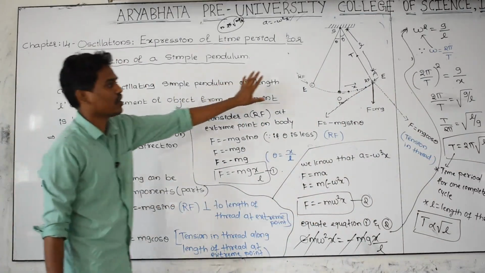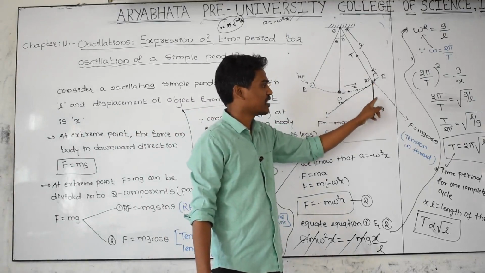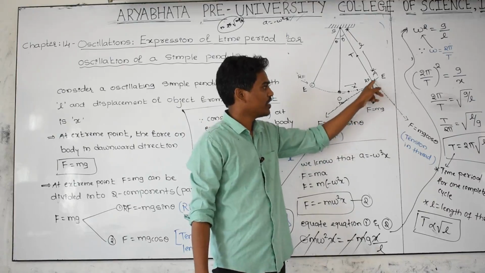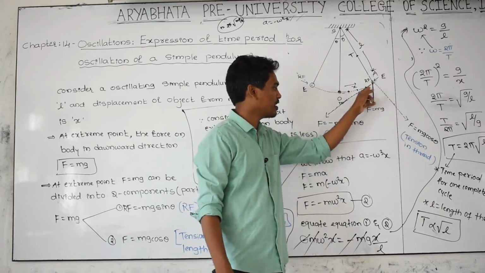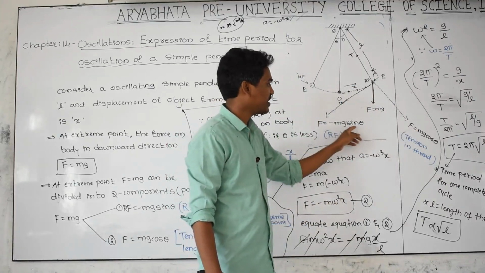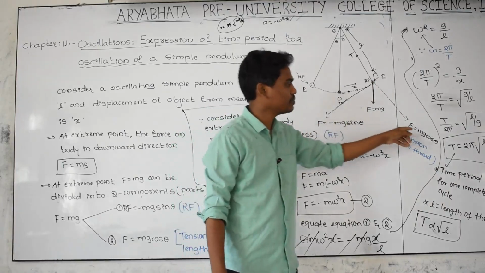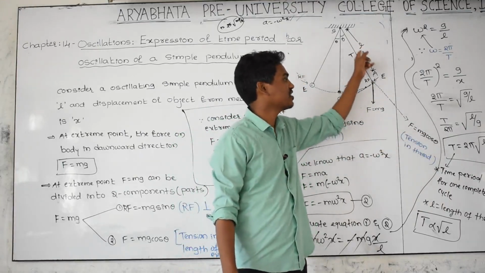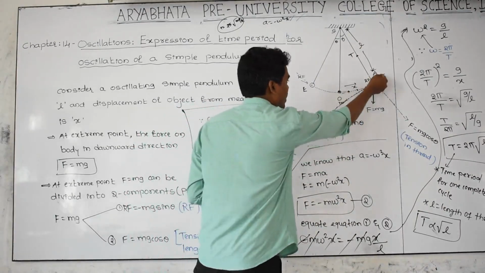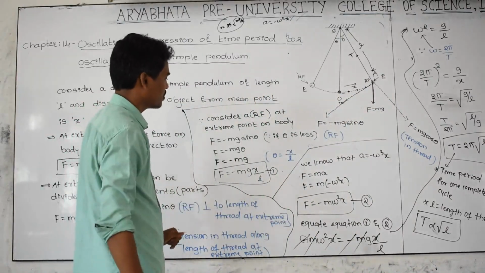And what I did, observe the diagram very carefully. At this point force acting on the body by the earth in downward direction is mg. At this point mg can be divided into two forces, one is mg sin theta, another one is mg cos theta. And mg sin theta indicates restoring force acting on the body in this direction, and mg cos theta indicates tension in the thread in this direction, and minus sign indicates displacement and restoring force are both in opposite directions. That's what I have explained up to here.